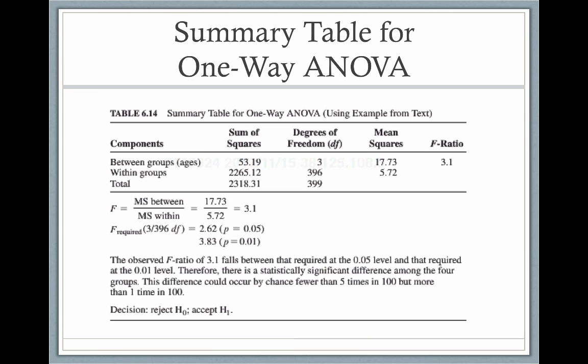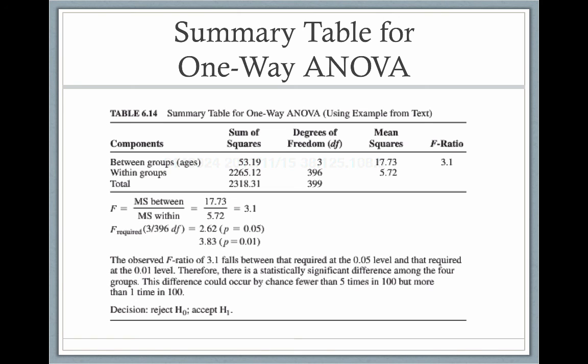And here we go again where they calculate the summary table for between groups and within groups, and then they look at the variance. And then they find the F ratio. So the observed F ratio of 3.1 falls between that required at the 0.05 level and that required at the 0.01 level. Therefore, there is a statistically significant difference among the four groups. The difference could only occur by chance fewer than 5 in 100 times, but more than 1 in 100 times.